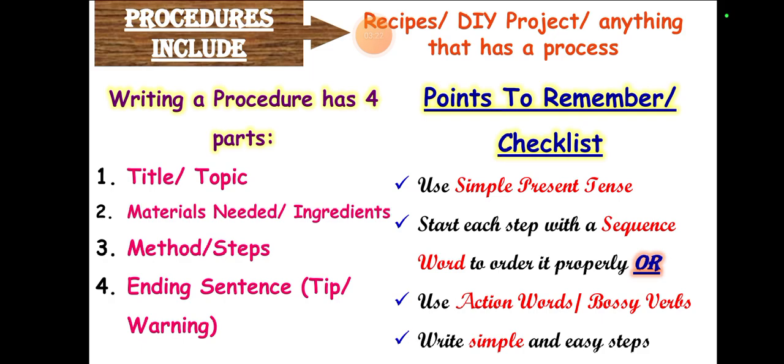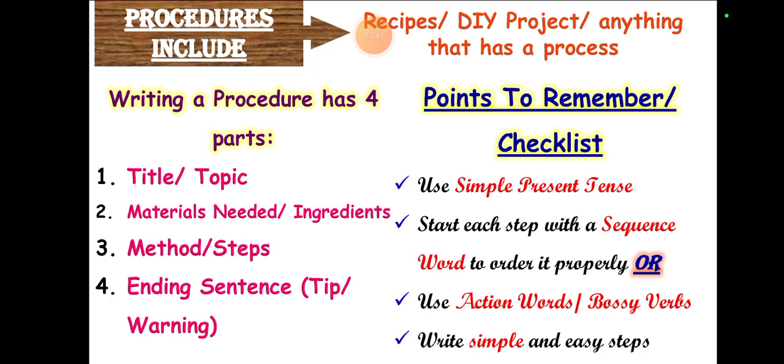Writing a procedure has 4 parts. You must know that whenever you're writing a procedure, it has 4 parts. The first part is the title or topic. In the title or topic, you will basically write how to make whatever you're making, how to cook, how to make the yummiest dish ever, that type. These are the titles and topics.